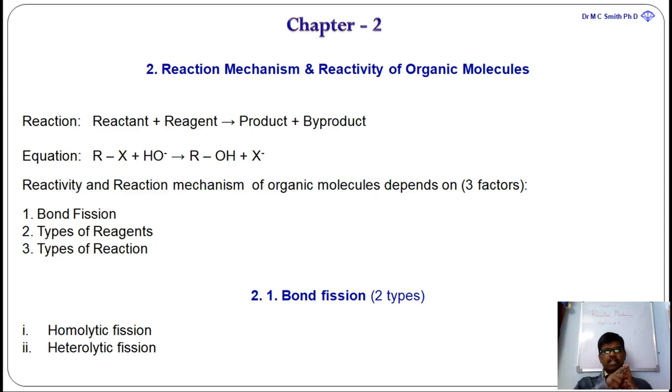There are three factors which affect our reaction mechanism. The first one is bond fission. The second one is types of reagents. The reagent we are using in a reaction mostly affects the mechanism of the reaction. The third is types of reaction: what type of reaction is going to take place in a particular reaction? So the three factors are bond fission, types of reagents and types of reaction. Let us take bond fission.